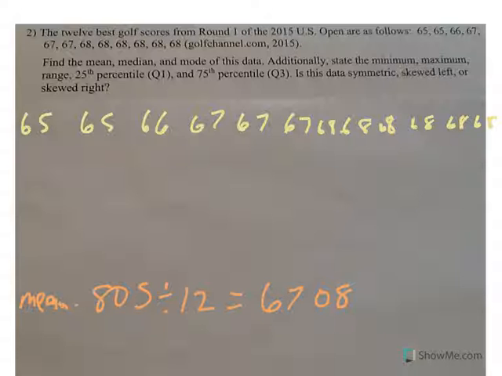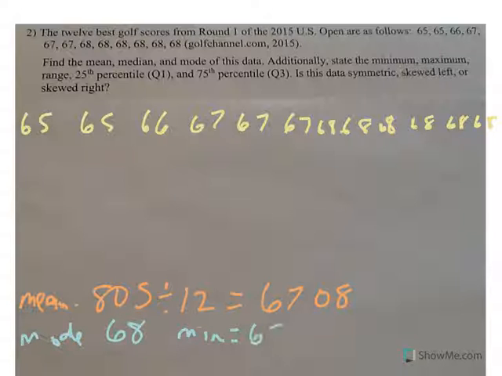I'm going to do some of the other ones first. I'm going to do the median, the 25th and the 75th percentile last, because I'm going to start marking up all my problems. So I'm going to do the mode next. Which one appears most often? Well, 68 is there 5 times. So the mode is 68.